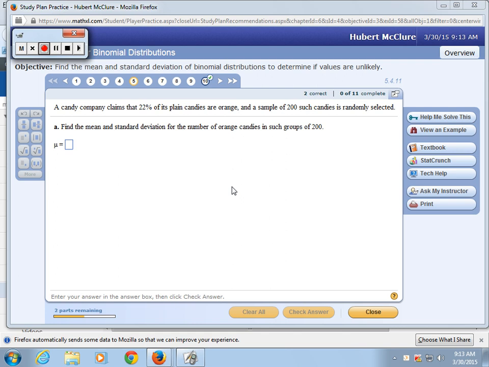All right, do this one. I want you to do everything. I don't care what it says, fine. I want you to do everything. It says a candy company claims that 22% of its plain candies are orange. Golly, I wonder what company this is. A sample of 200 such candies is randomly selected. Find the mean and standard deviation, blah, blah, blah.